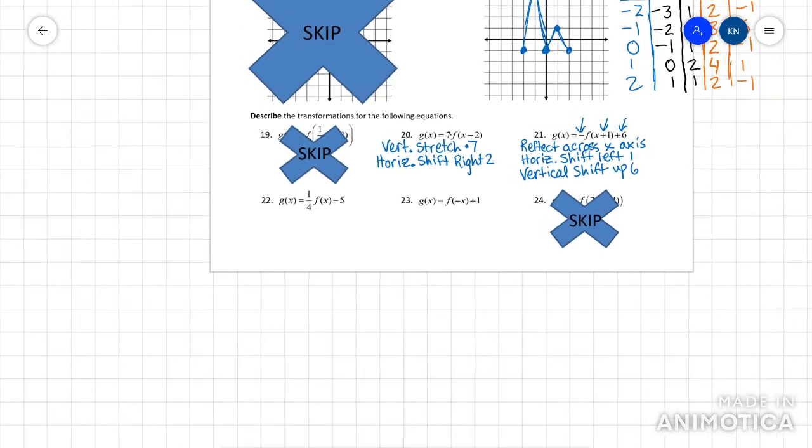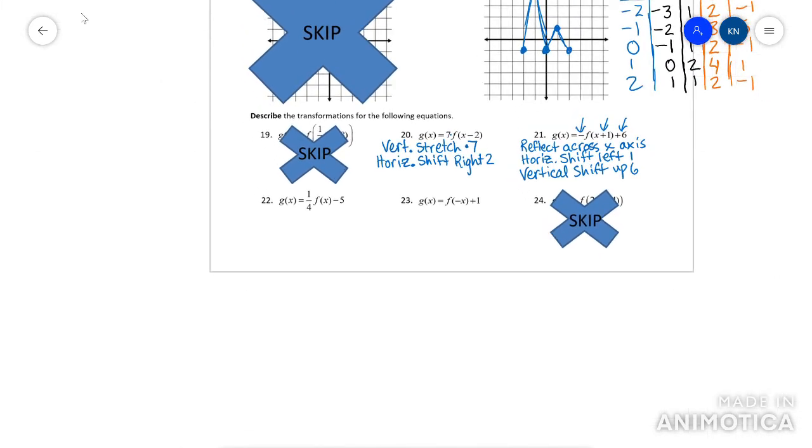Okay, these last two, the first transformation is here, the 1/4. That is outside, so it has to be vertical. It is timesing the f, so that means it has to be a stretch or a compression. Timesing something by 1/4 is compressing it. So this would be a vertical compression times 1/4.